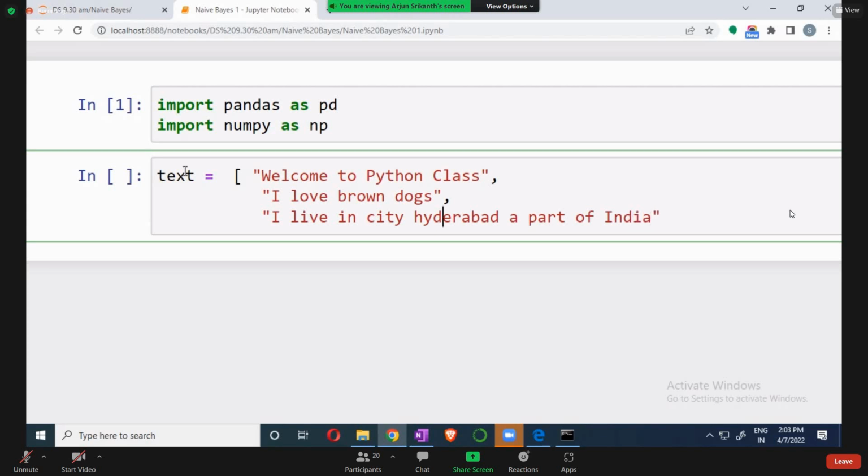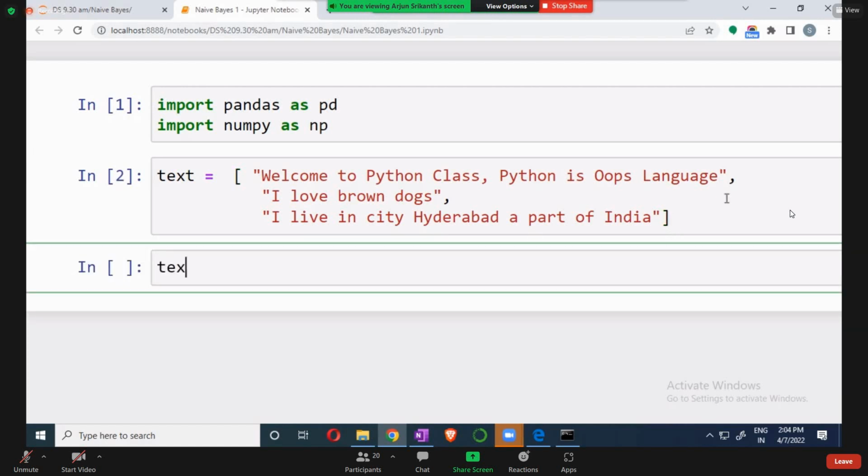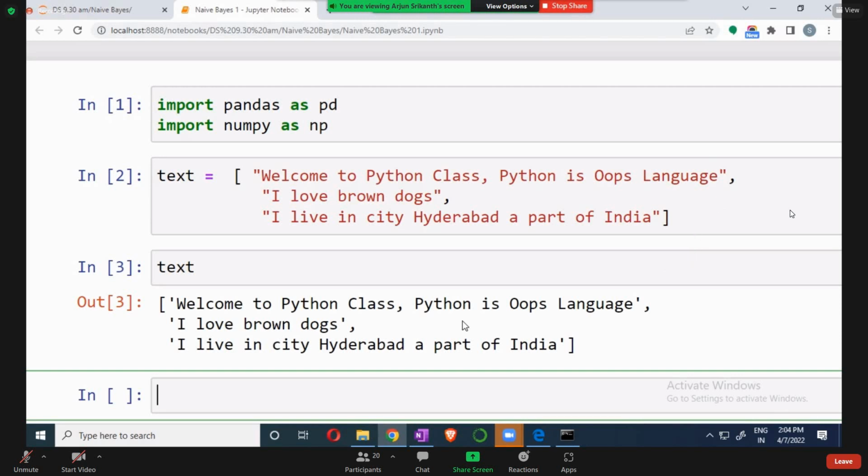Any sentence you can take, guys. Hyderabad city. Is there anything repeated over here? I is repeated. And welcome to Python class. And Python is an object oriented language. I live in city Hyderabad. Okay, just take this. Now this is my text, guys. You can take any text, not this one, and then first thing we have done this.